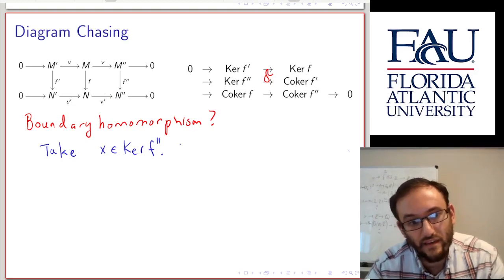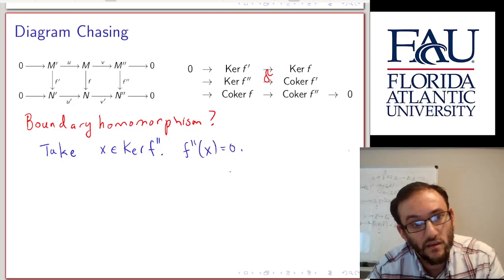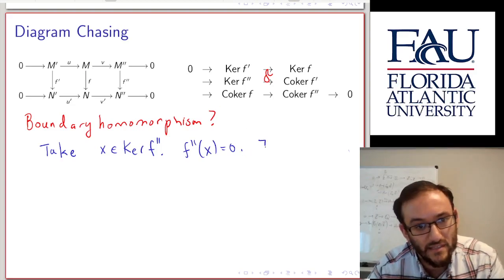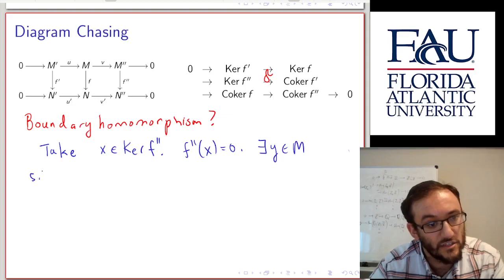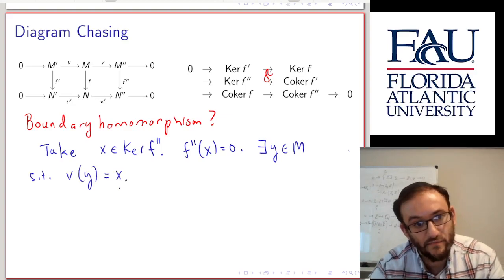So what do we know about x? Well, if it's in the kernel of f double prime, that means that f double prime of x equals 0. So that's one thing. We also know that the upper sequence is exact, so that means that there exists y in M such that v of y equals x.